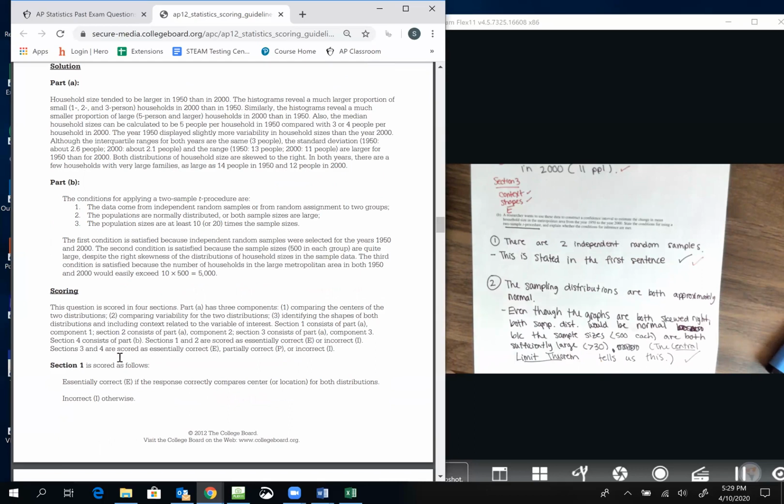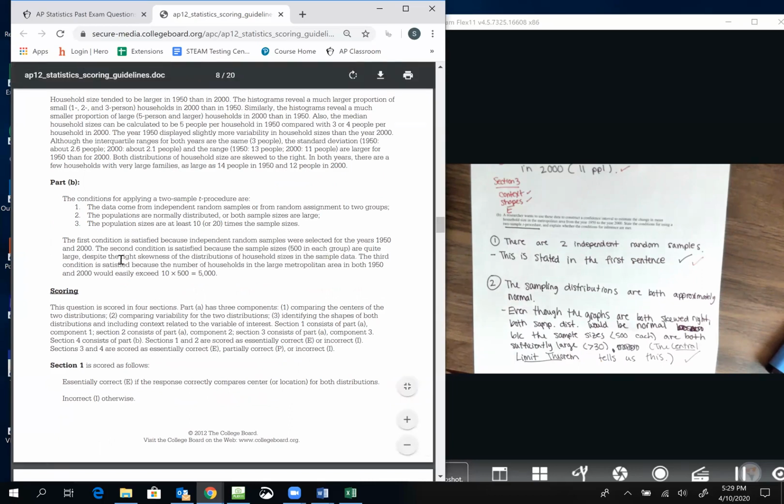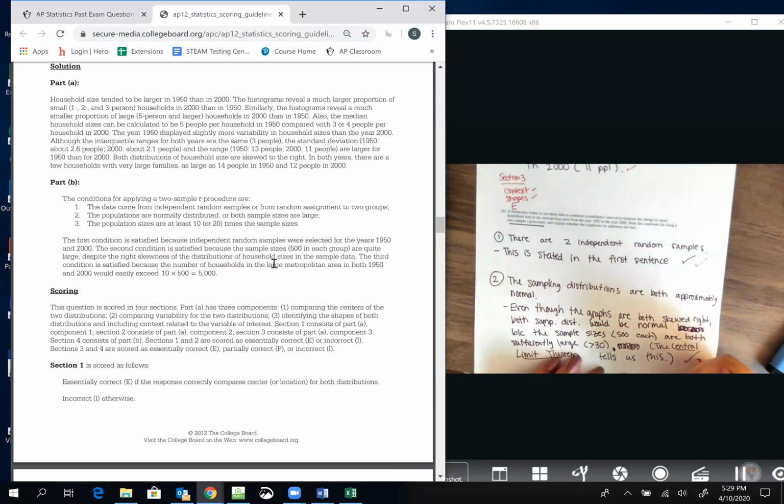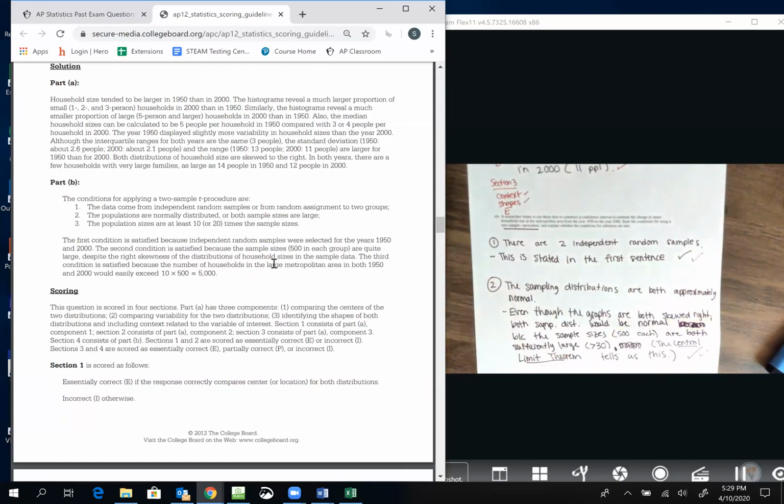The other 2, they listed both of those. They said the first condition is satisfied because it says it. The second condition is satisfied because the sample sizes, 500 in each group, are quite large despite the right skewness of the distribution of household size in the sample graph. So I said, even though the graphs are both skewed right, both distributions would be normal because the sample sizes, 500 each, are sufficiently large, greater than 30. You didn't have to say the central limit theorem tells you this, but if you remembered that, good job. I have both of those, so I have both components.